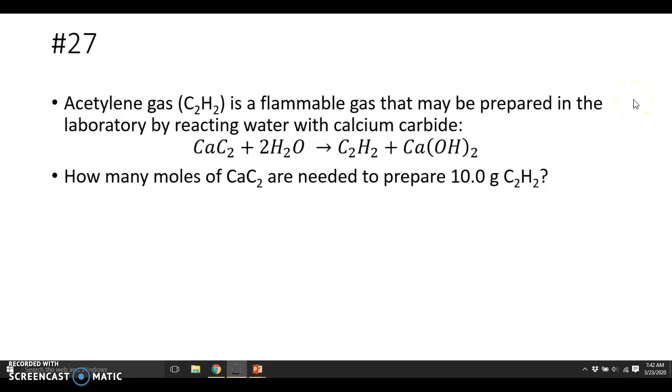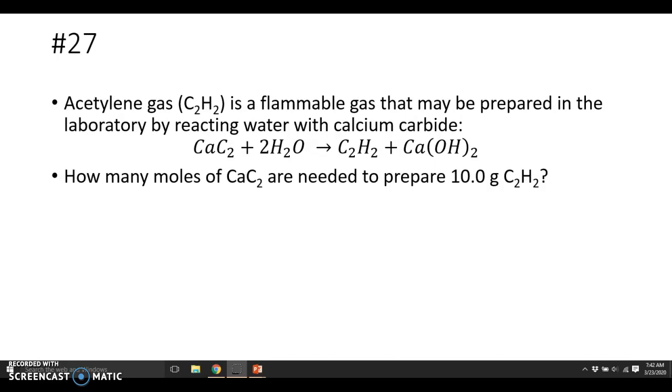Okay, so let's look at number 27 where we have acetylene gas, which is a flammable gas, and it's prepared in the lab using this balanced equation here. And it wants to know how many moles of calcium carbide are needed to prepare 10 grams of acetylene gas. And so this one is working the same way that we've been doing in class, but we're going to go backwards. We're going to start with the product.